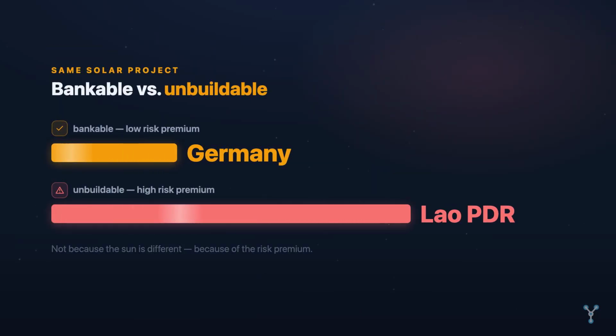This is why the same solar project can be perfectly bankable in Germany and unbuildable in Lao PDR. Not because the sun is different, because investors attach a higher risk premium and therefore a higher required return, a higher discount rate, to the developing country version. Everything gets more expensive, and long-dated benefits get discounted into oblivion.